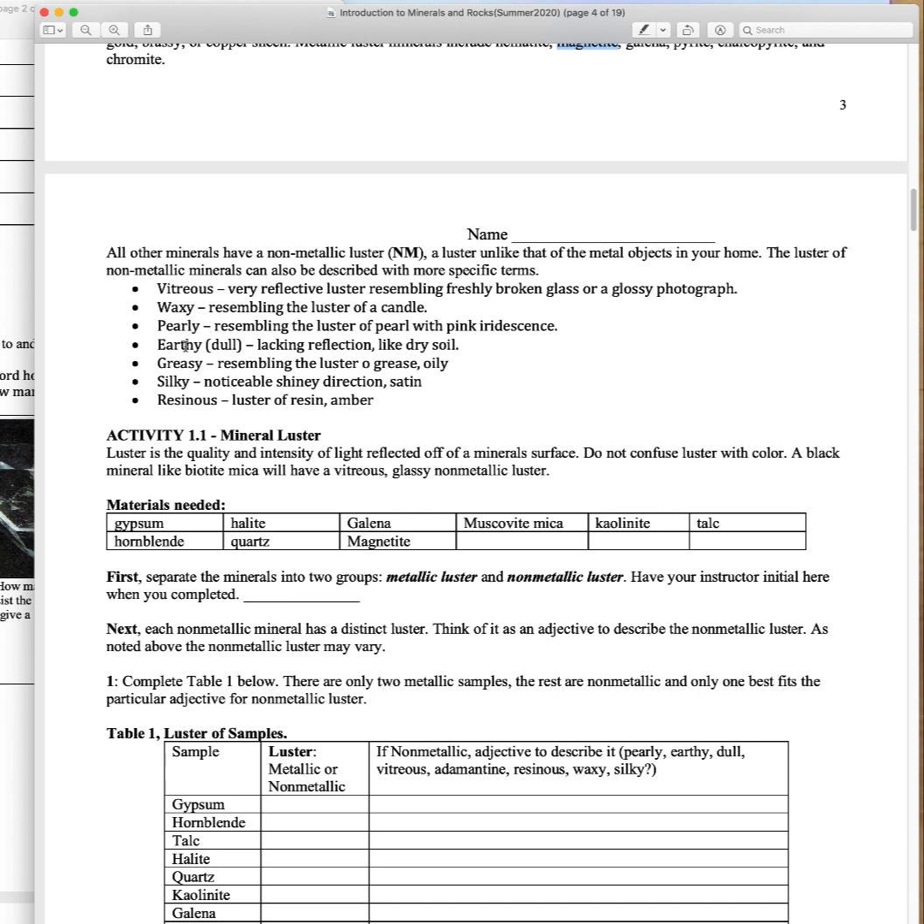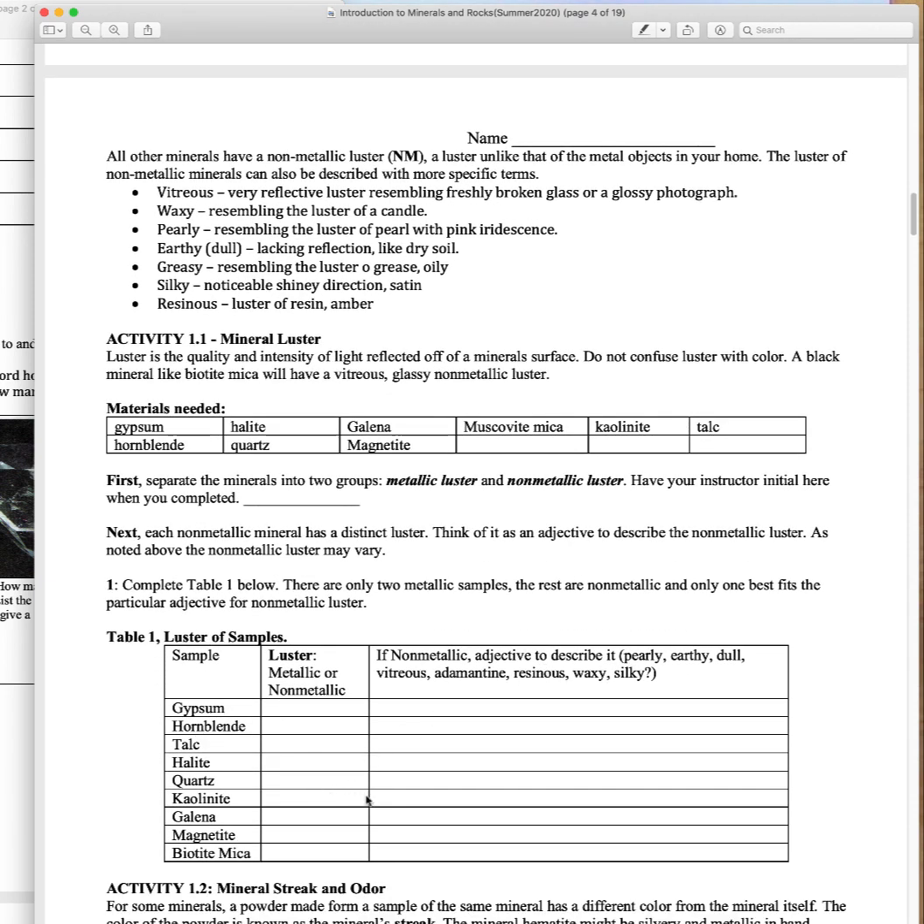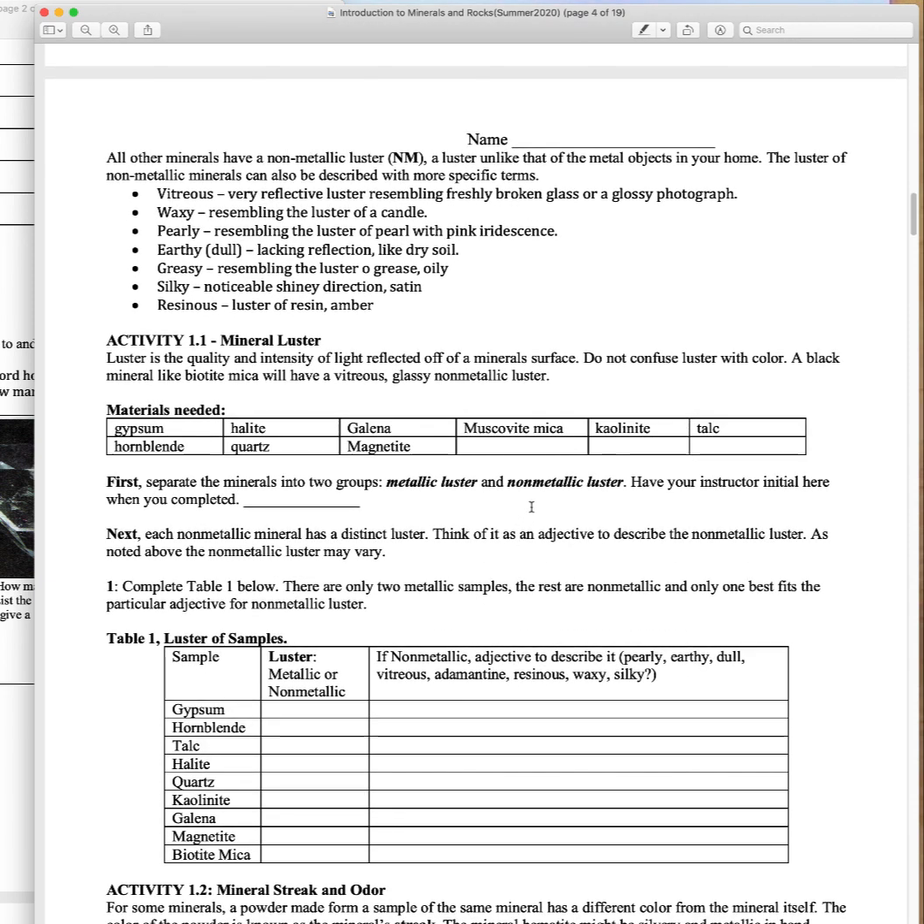Earthy is the dull luster. Usually when we do earthy, we're talking about kaolinite. Kaolinite is kind of earthy, powdery. Although for the samples I have today, I don't have any kaolinite, but kaolinite is a clay mineral. It's white and it has that earthy luster. So when we do kaolinite down here, you can say earthy luster for that non-metallic.